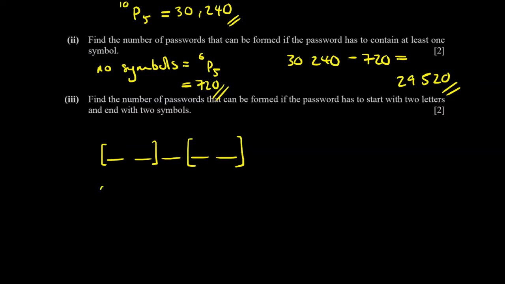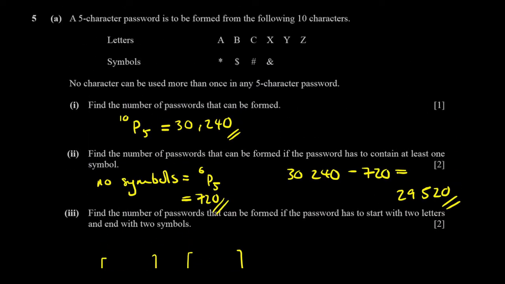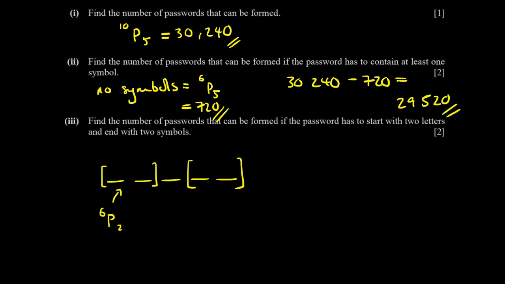That is going to be 6P2. That's the letters at the front. And then how can I do the symbols at the end? Well, I want to arrange 2 symbols taken from 4 symbols. So how many ways can I arrange 2 symbols taken from 4? That would be 4P2.